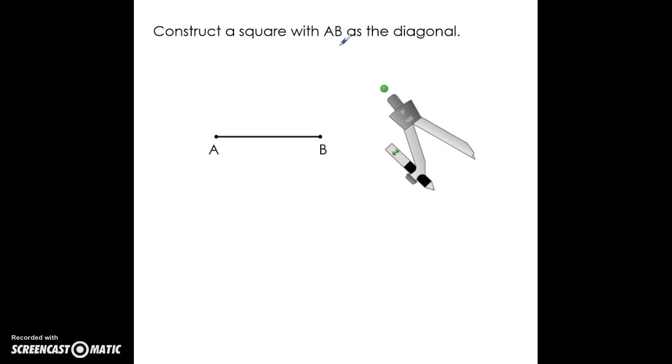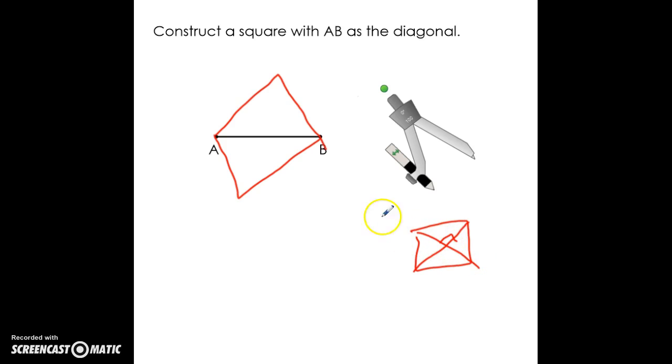Alright, next is to construct a square so that AB is the diagonal. Now in order for AB to be the diagonal, I would need it to look like this, but more squarish. And when you have a square, which I'm not super good at drawing a perfect square here, the diagonals together will make a perpendicular, and they will actually cut each other in half. So what we want to do is have a perpendicular bisector here.